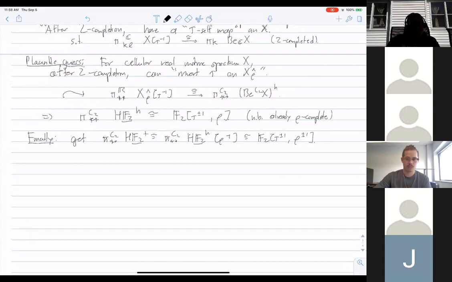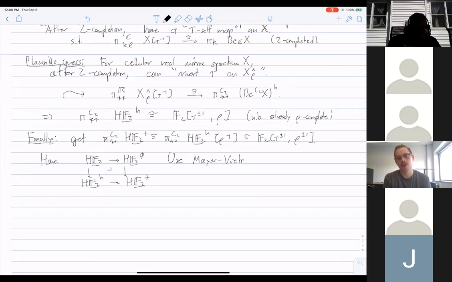Taking these three calculations, we can combine them using the Tate fracture square. Again, let me repeat myself. I have HF2 phi, HF2H, HF2T, and I can use the Mayer-Vietoris sequence to calculate the C2 equivariant homotopy of HF2.